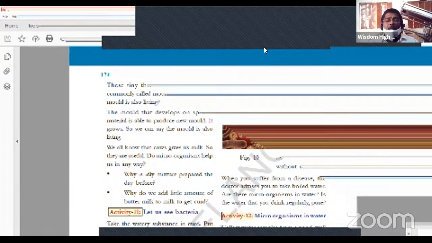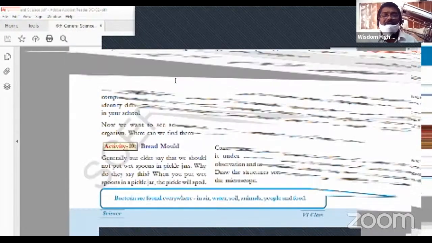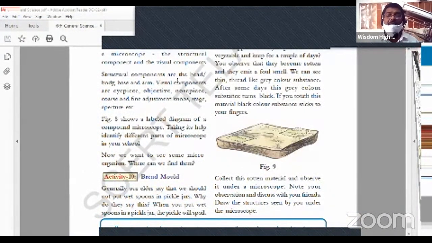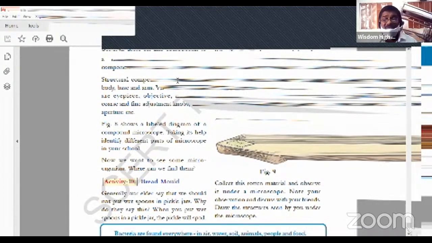So till now, what are the structures of the microscope we discussed? Visual components and structural components we discussed. What comes under the group of structural components? Head, body, base. Next, visual components means eyepiece, objectives, nose piece, pores, fine adjustment knobs, stage, aperture. These things we discussed. Next, children, everyone concentrate here.